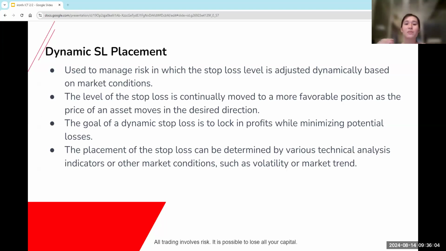We'll go through a couple of examples of dynamic stop loss placements, different techniques that you can use for risk management. So why is it important? It's used to manage risk. The level of the stop is continually moved to a more favorable position as the price of an asset moves in the desired direction. The goal of the dynamic stop loss is to lock in profits while minimizing potential losses. And lastly, the placement of the stop loss can be determined by various technical analysis indicators or market conditions, such as volatility or market trend.